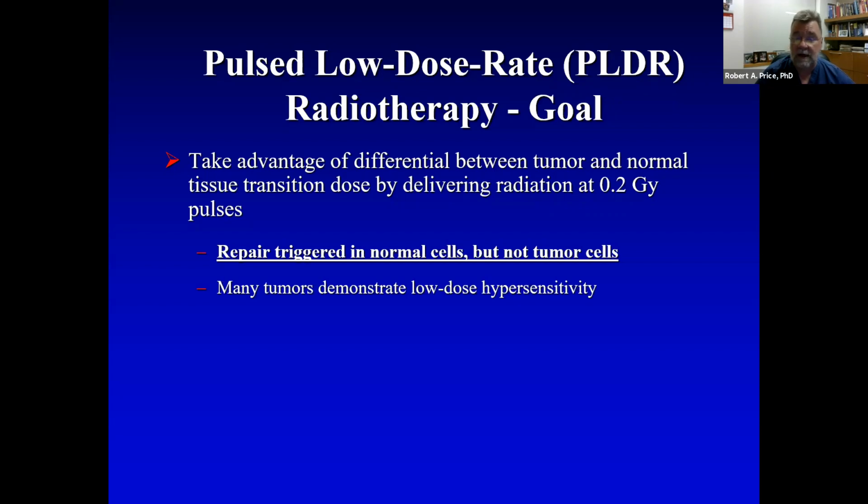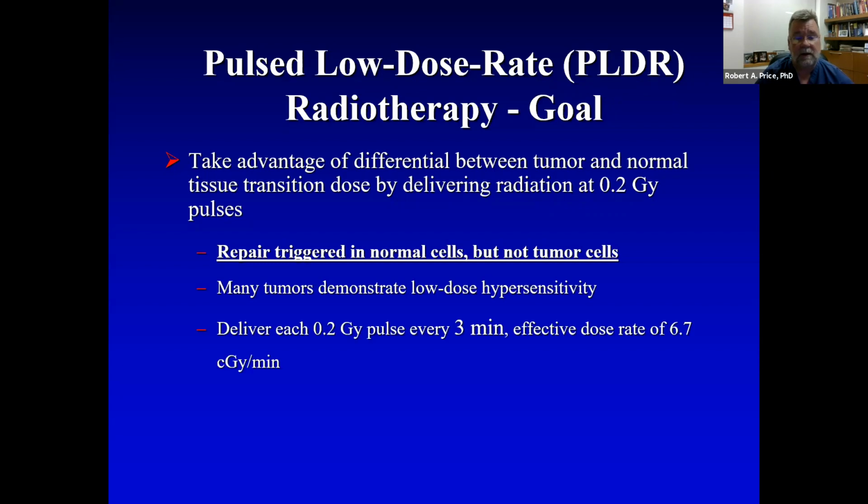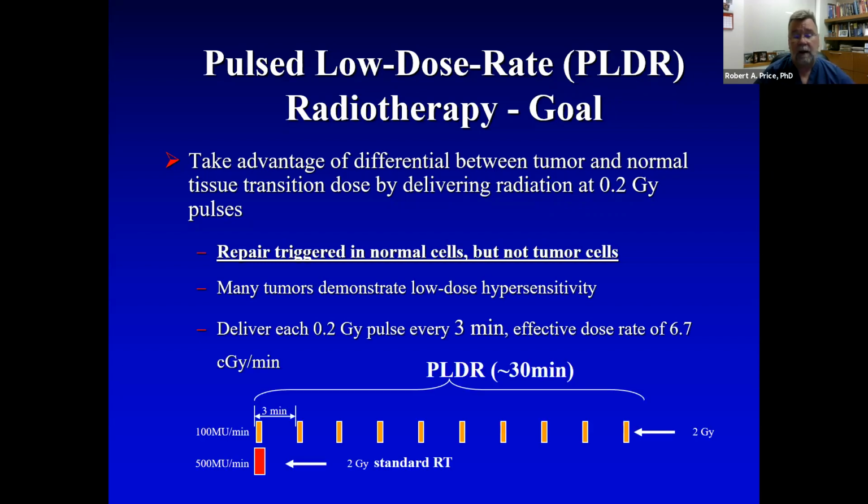Many tumors also demonstrate low dose hypersensitivity, as I had mentioned. And we deliver those 0.2 gray pulses every 3 minutes for an effective dose rate of 6.7 centigray per minute. We can't physically turn the machines down that low. So what we actually do is, this is a little cartoon that shows this.